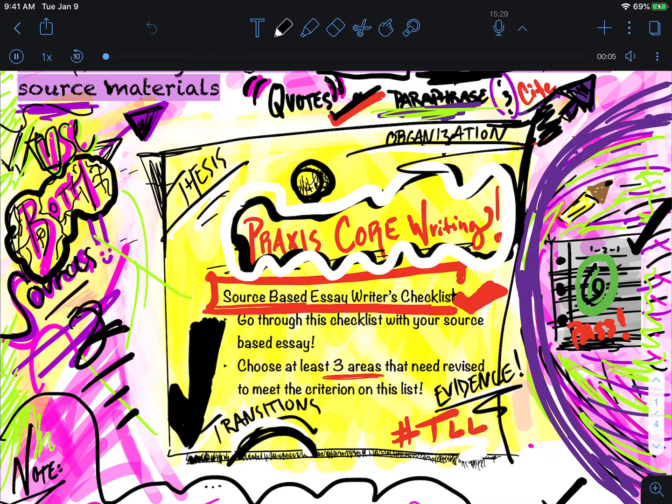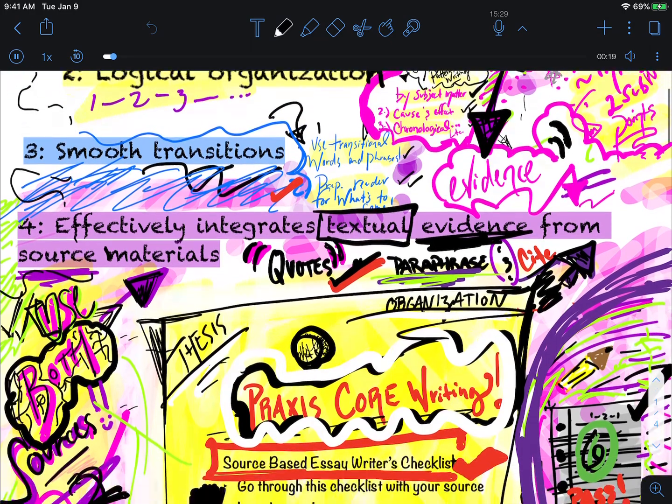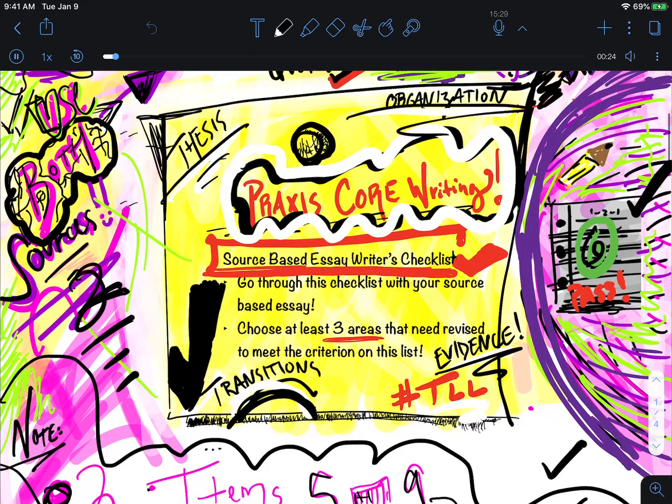Source-based essay writer's checklist. Directions for activity. With your sample response and the source-based prompt at hand, go through this checklist as you read the questions in the list below. Each area leaves you space to write your thoughts down about how well you did on your essay. I want you to choose at least 3 areas you think you need to refine and record specific examples of how you plan to fix these items to make your essay more effective.